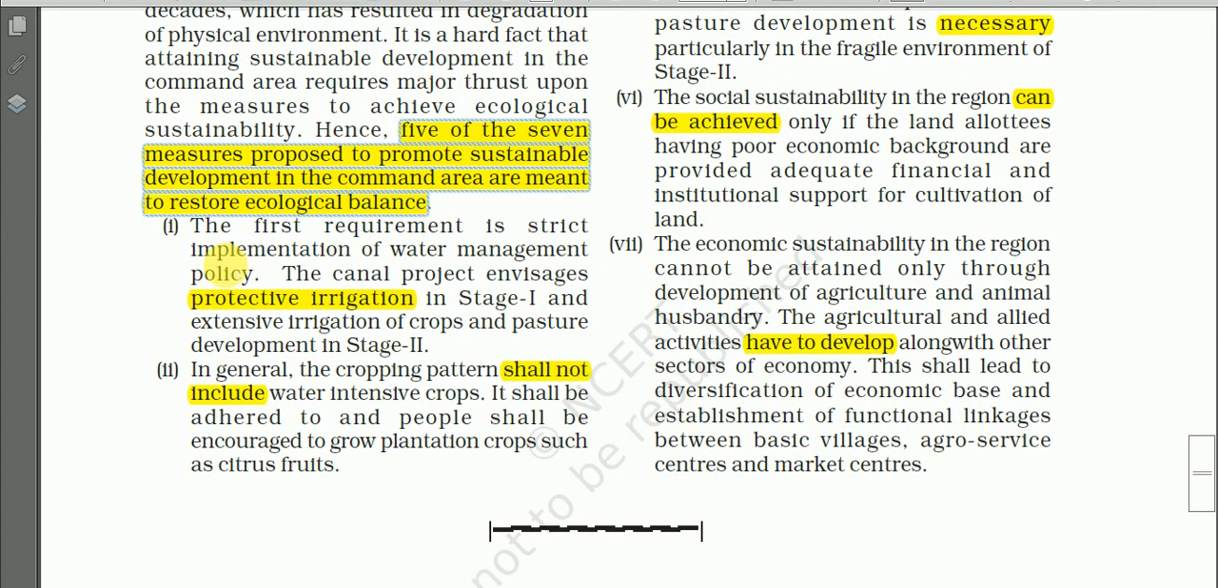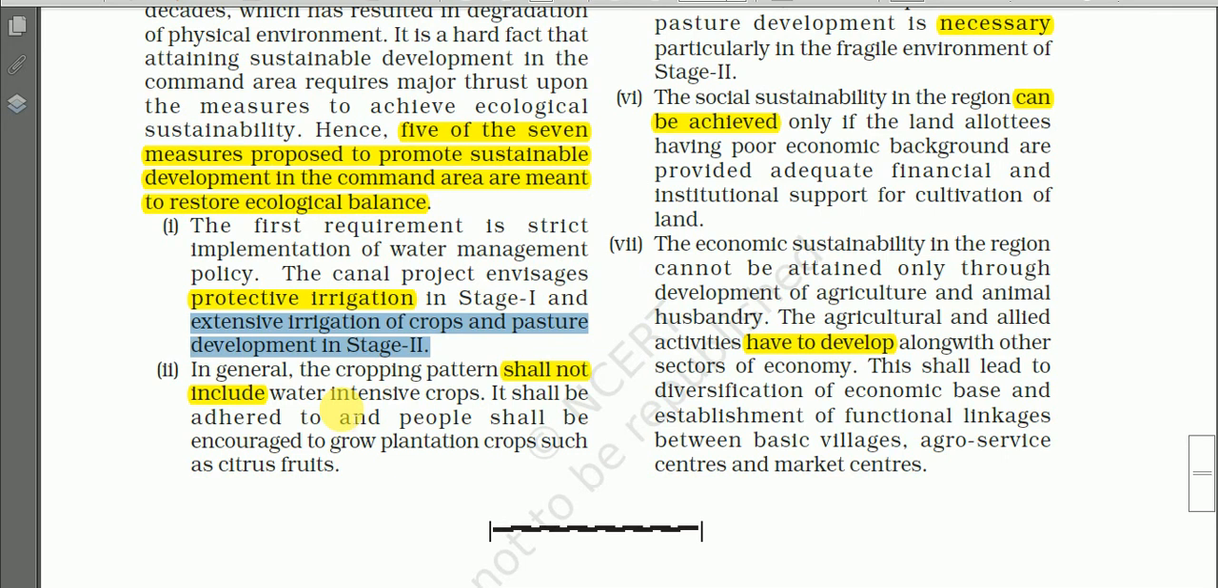The first requirement is the strict implementation of water management policy. So number one measure, number one step to be implemented here is strict implementation of water management policy. The canal project envisages protective irrigation in stage one and the extensive irrigation of crops and pasture development in stage two. Water management policy must be implemented strictly.